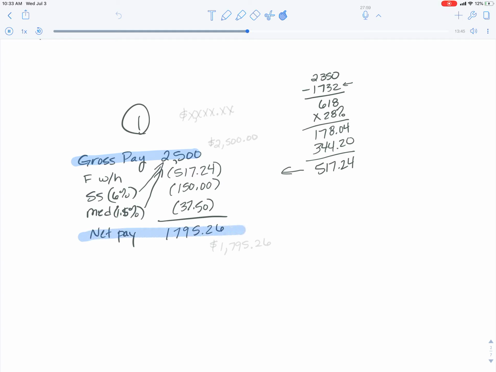Now just remember, when you're answering this in your homework, if it's a fill in the blank, I'm going to give you the format. So I might say it needs to be in this format.